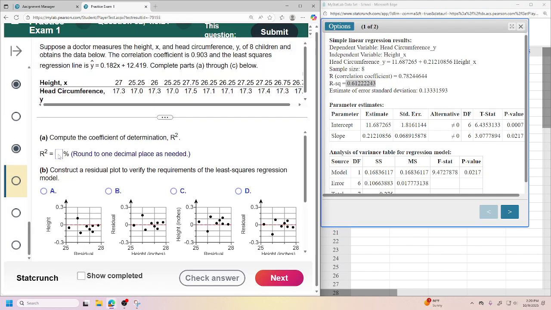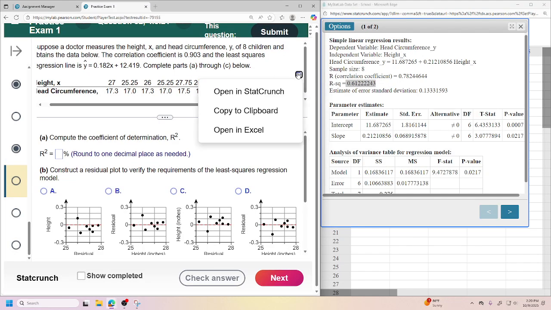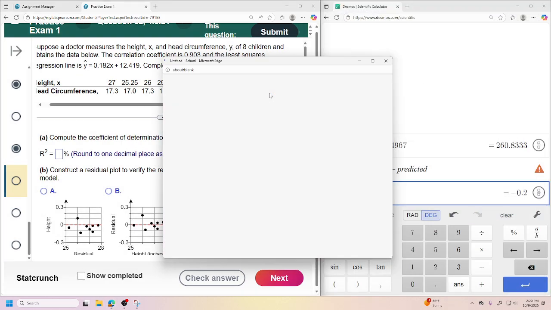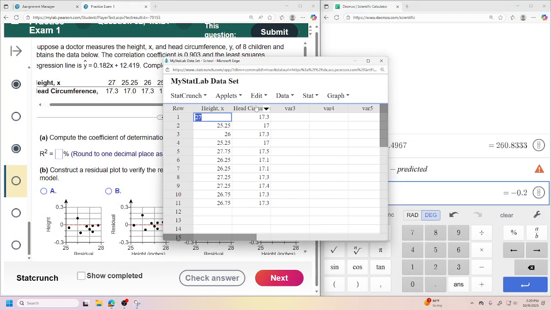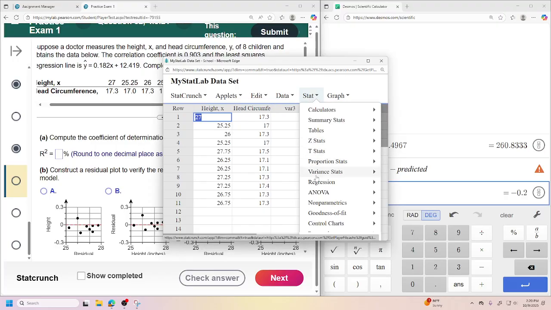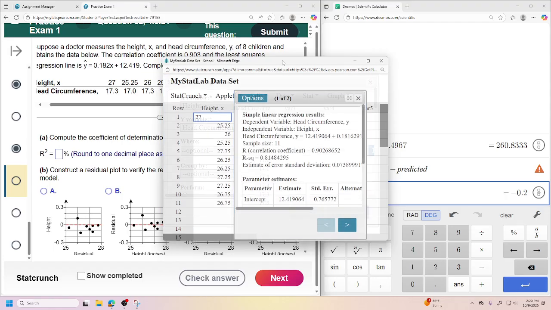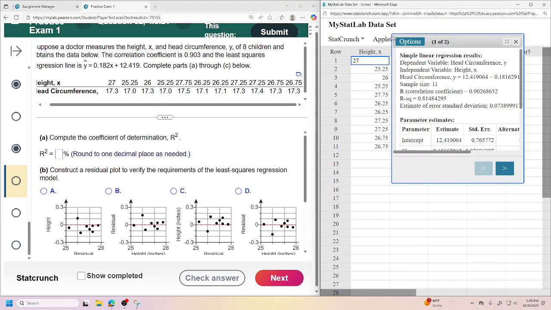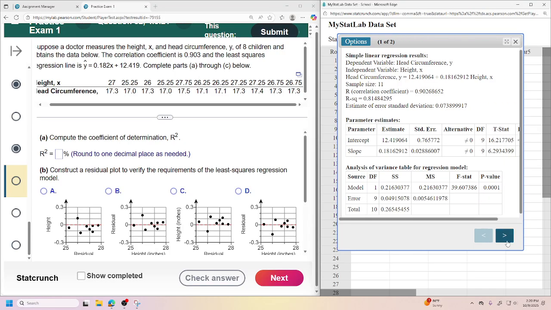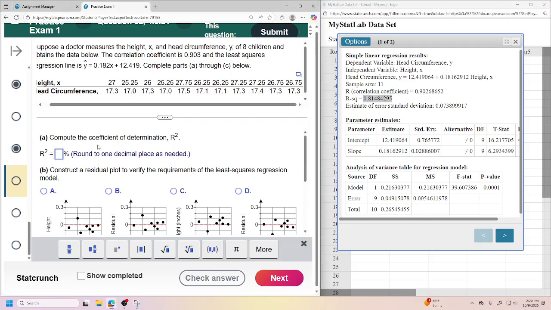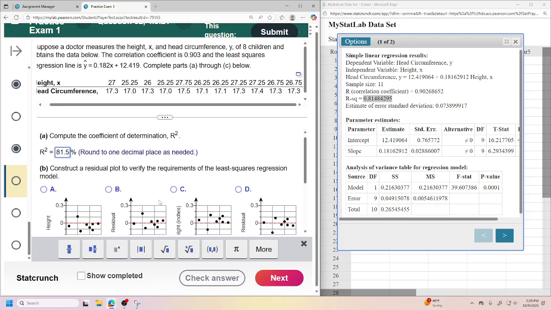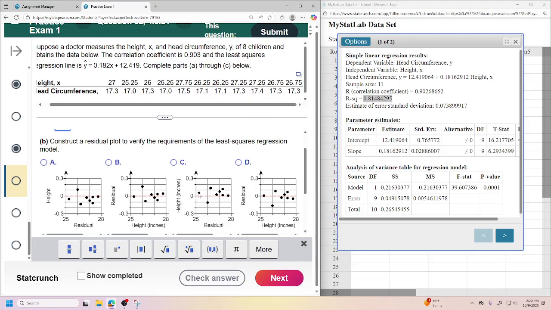Yep. So let's do it again. That way I can just triple check myself here. And it's a fast one anyways. So stat, regression, simple linear, x with x, y with y, compute, super easy. I'm going to make it bigger. And it says r squared. There we go. 81.5.